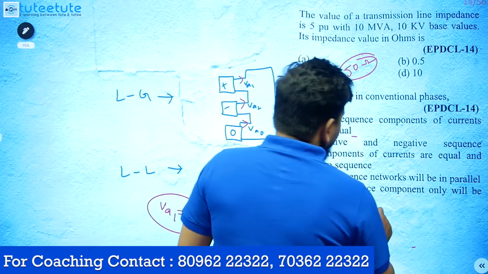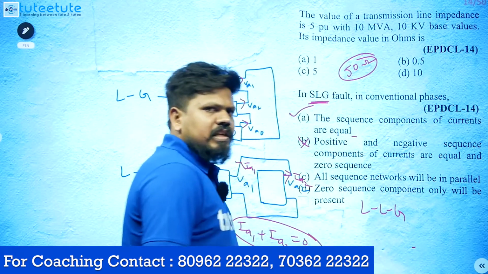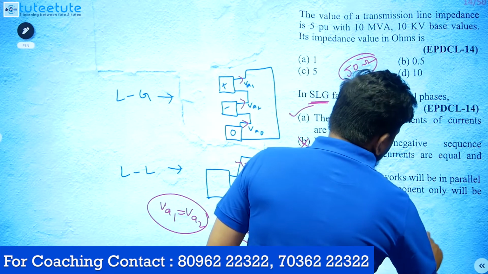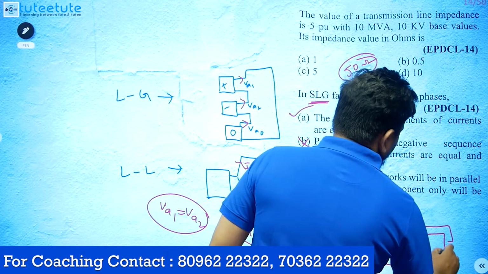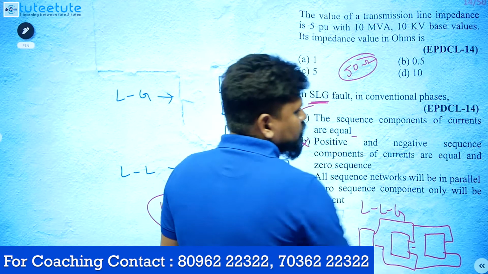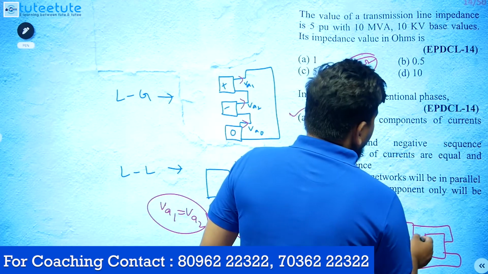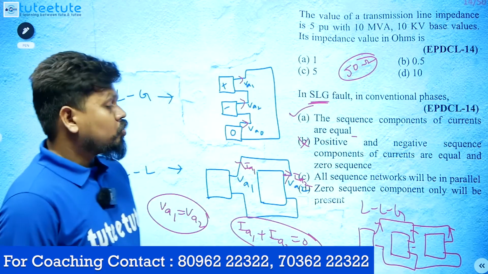For example, an LLG fault. For an LLG fault, all the three sequence networks are connected in parallel like this. Understanding, right? So VA1 equals VA2 equals VA0. And for the currents, IA1 plus IA2 plus IA0 is equal to 0. Those are the two conditions.